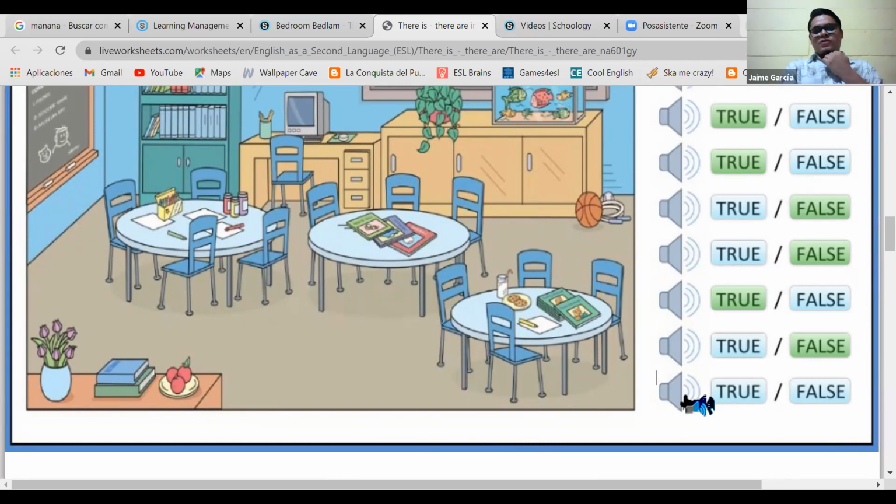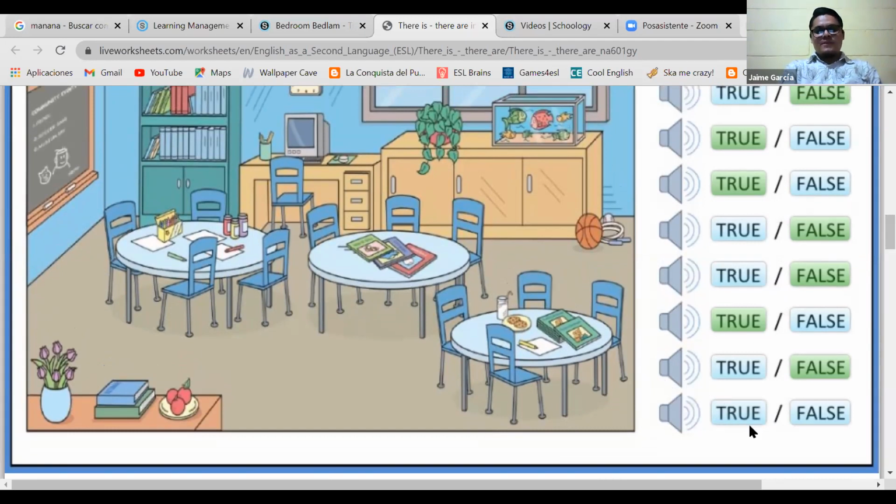All right. Okay, so there are 2 biscuits on a table. Biscuits on the table. Okay, that's true. Correct. I cannot check it out because I already checked my answers. But this is true. Okay. All right.